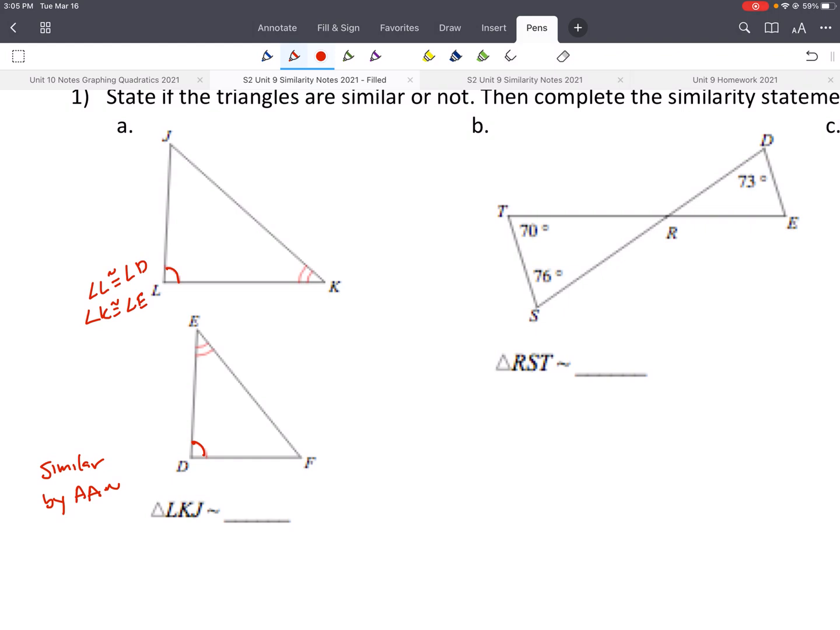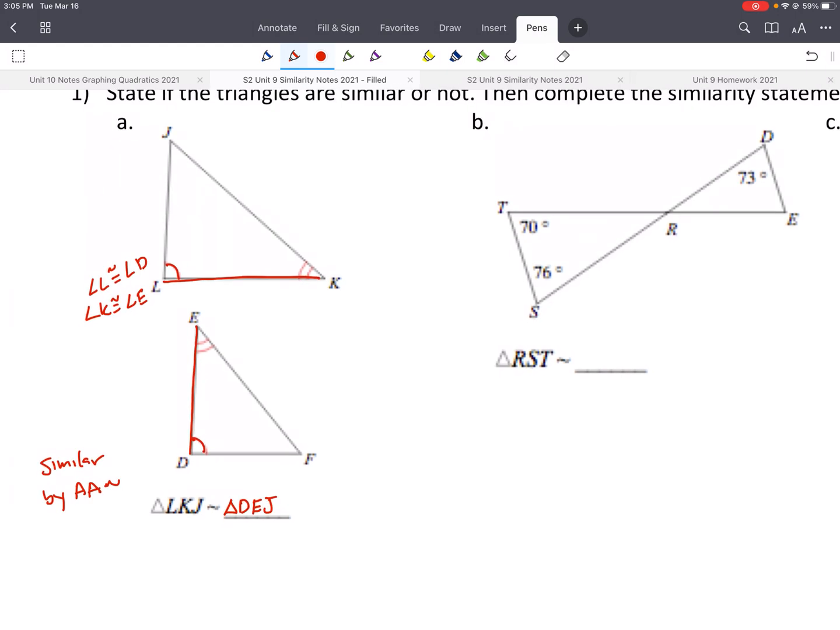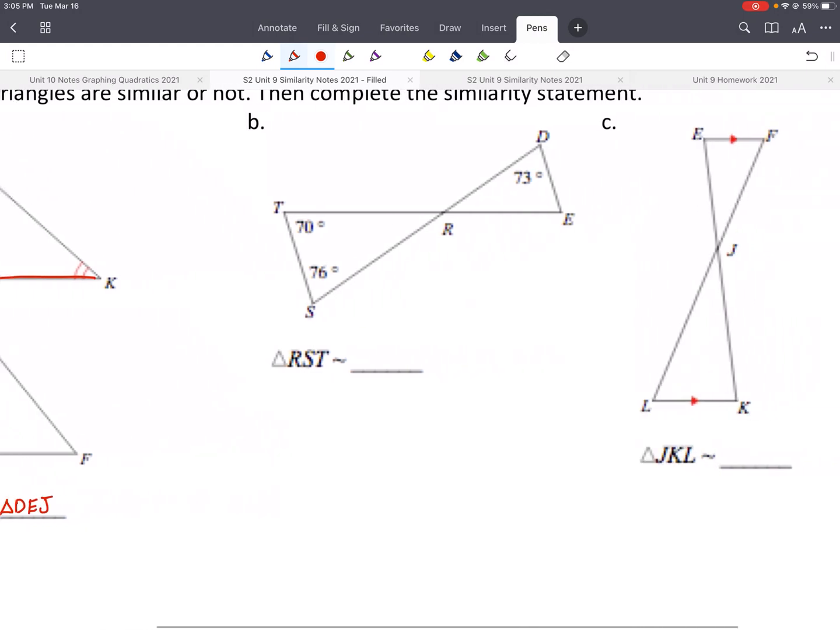So LK has got to pair up with DE, and then what's left is our J. Okay? And how we know that LK and DE are corresponding sides is because they share the same angle. All right, here's another example.